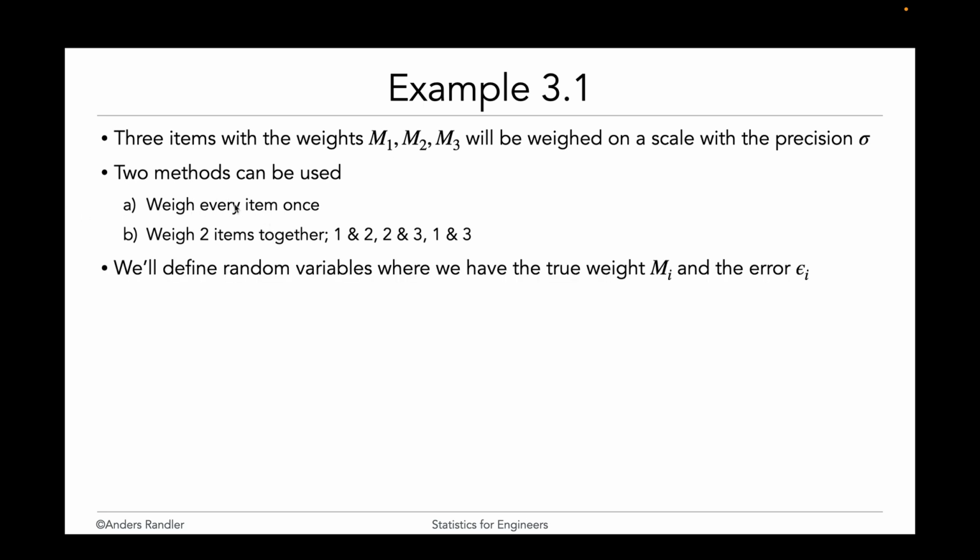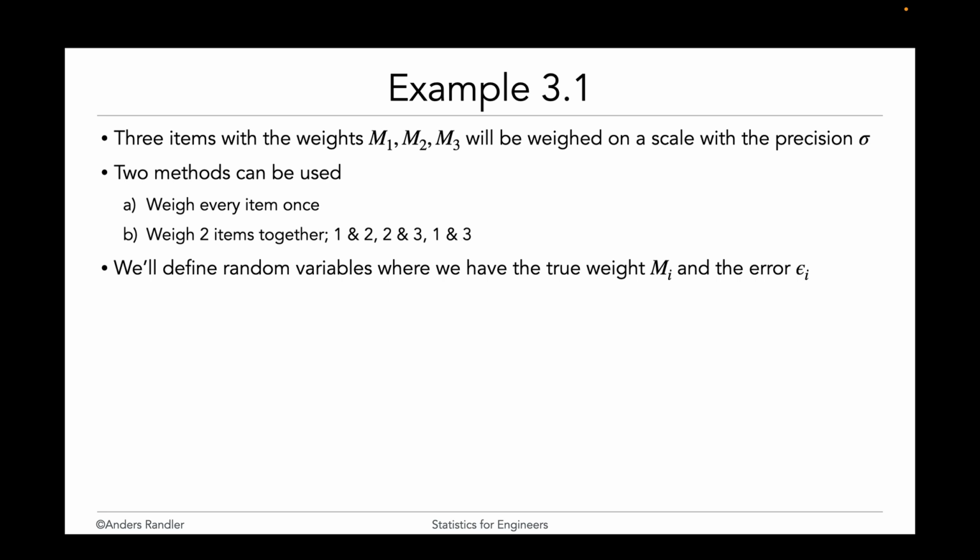I mean, which one is the best? And you might say, well, I don't know. Shouldn't be any difference, or shouldn't it? In this case, I'm only weighing each item once. In this case, though, I'm actually weighing the first item twice, the second item twice, and the third item twice. That might be a good idea, don't you think?